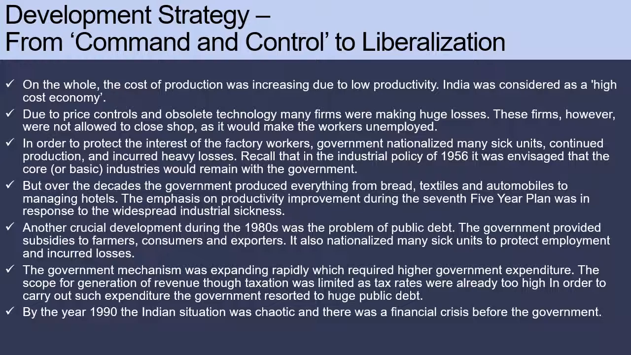Another crucial development during the 1980s was the problem of public debt. The government provided subsidies to farmers, consumers and exporters. It also nationalized many sick units to protect employment and incurred losses. The government mechanism was expanding rapidly, which required higher government expenditure. The scope for generation of revenue through taxation was limited as tax rates were already too high. In order to carry out such expenditure the government resorted to huge public debt. By the year 1990 the Indian situation was chaotic and there was a financial crisis before the government.